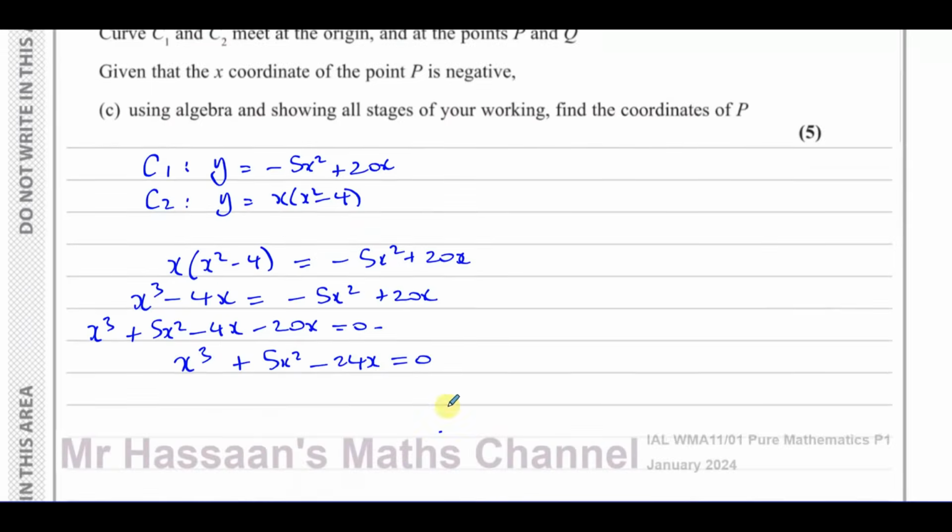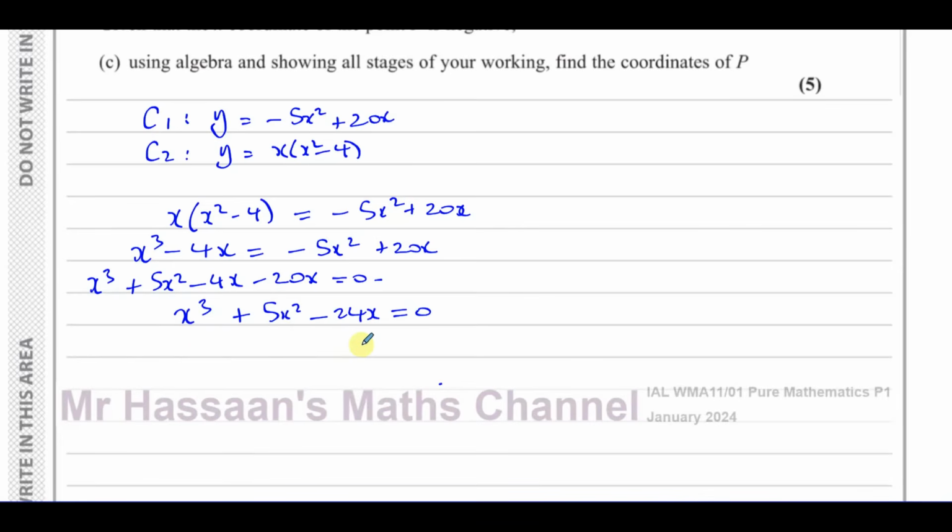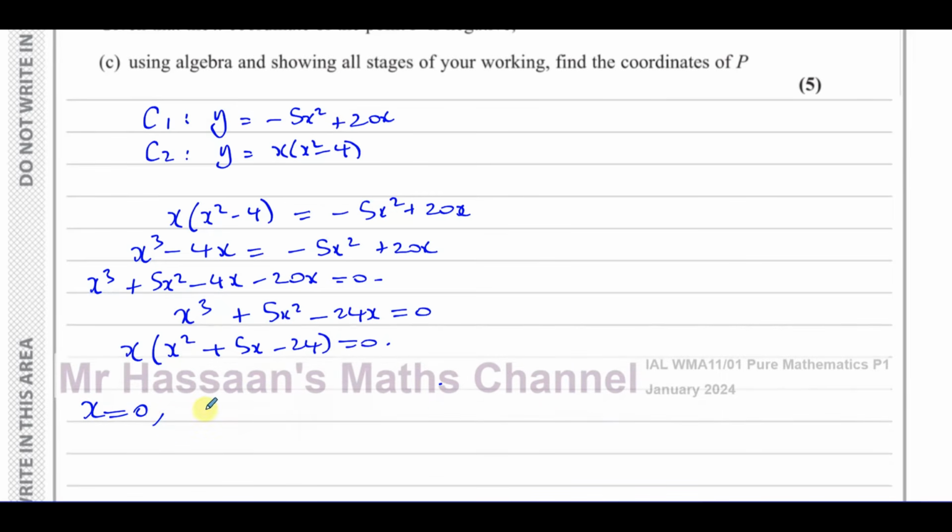And as we can see, x is a common factor in all of these terms. We take out x, we're left with x squared plus 5x minus 24 equals 0. As we can see, one of the solutions to this is x equals 0, as they told us. They intersect at the origin. But the other solutions will be given by solving the equation x squared plus 5x minus 24 equals 0.